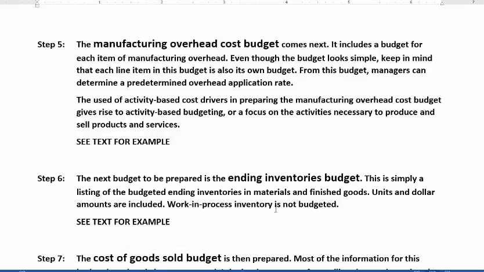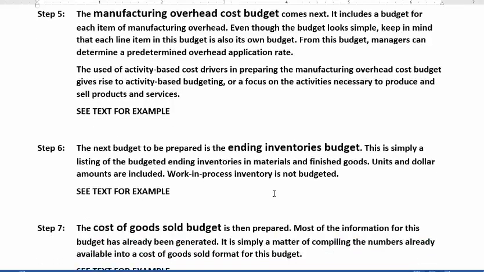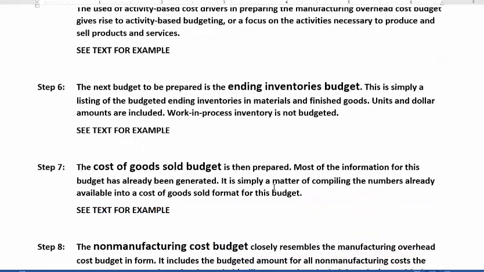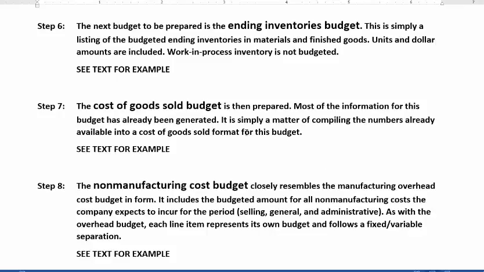Our ending inventories budget, again, I've just mentioned that we are going to be calculating that finished goods desired ending number of units. All right, so our ending inventories budget includes those calculations, and the number of units that we expect to have on hand. And the values, of course, will also show up on our balance sheet. The cost of goods sold budget, we've been talking about that all along. You can go through and fill out those particular line items on a cost of goods sold budget.